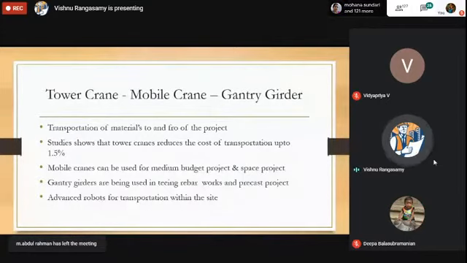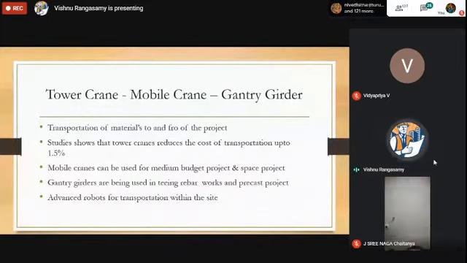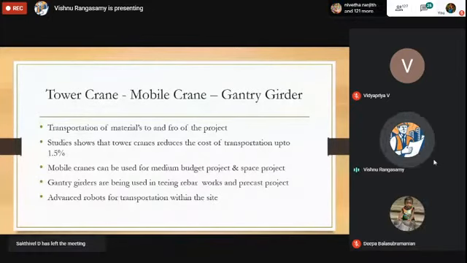Mobile cranes can be used for medium projects, as I said before. They can be used for medium budget projects and space-constrained projects. If you have less space, you cannot erect tower cranes, so you can go for a mobile crane. Can-take girders are being used in tying the rebars. Let me show you examples of tying the rebars.